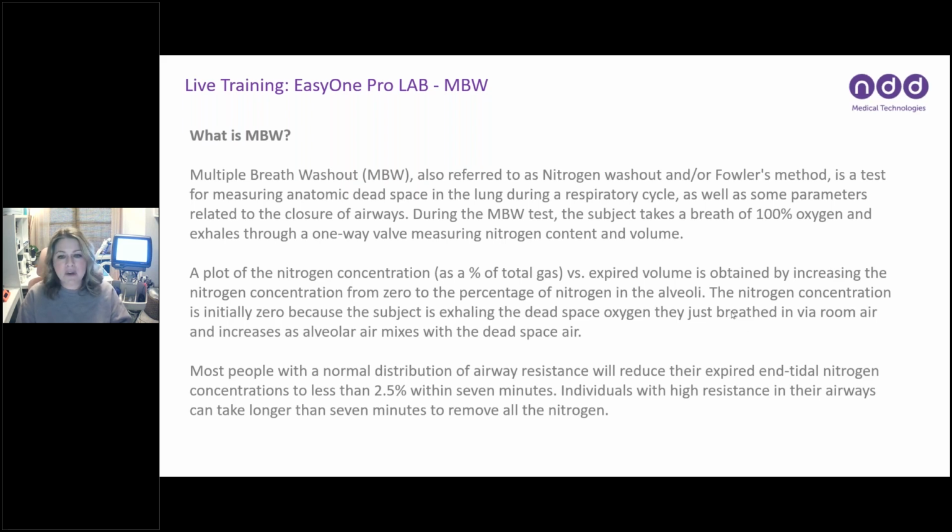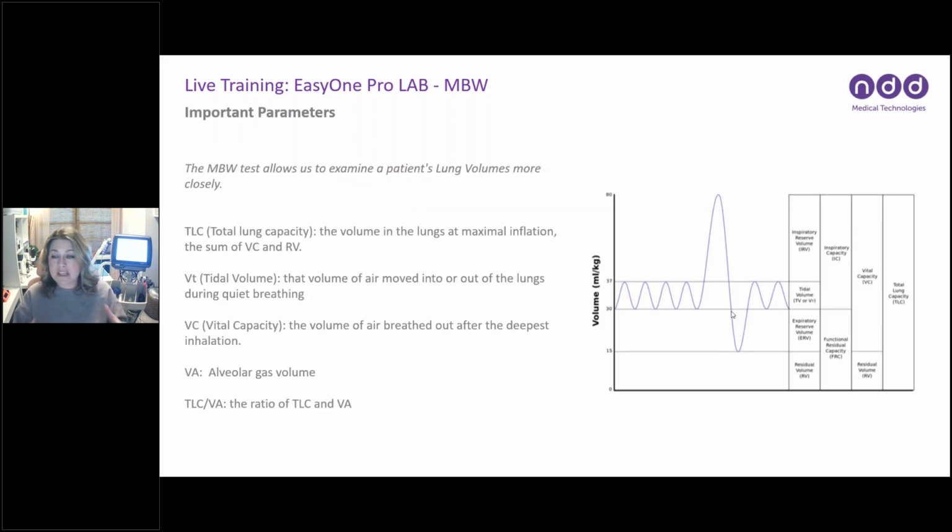So what are some common parameters that we see in a multiple breath washout test? On the right-hand side of your screen, you see what is located in every respiratory textbook, and that is the label of the complete respiratory cycle with all the different parts and pieces that make up our TLC, or our total lung capacity.